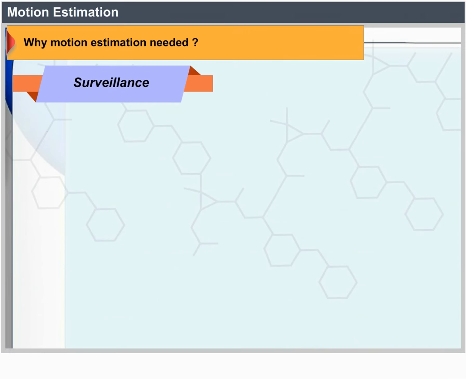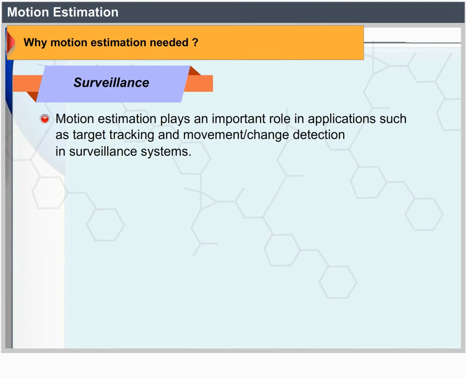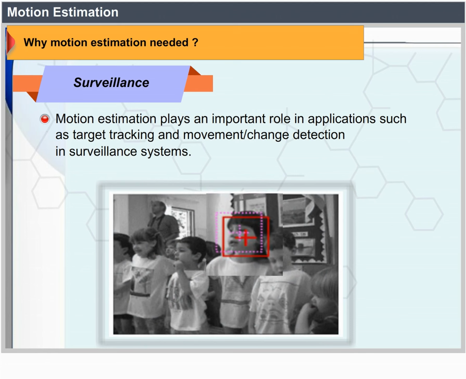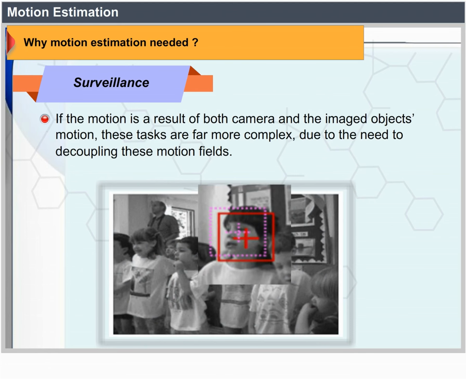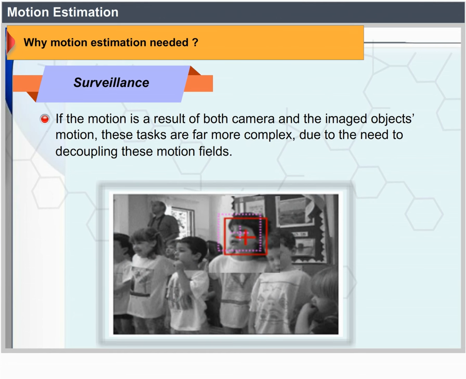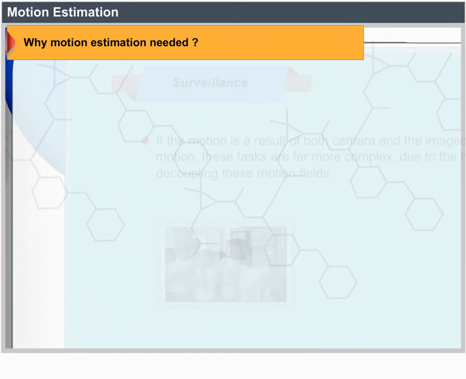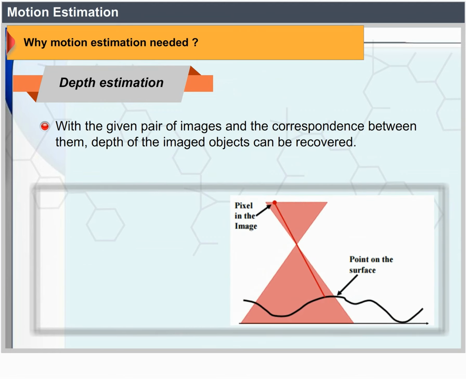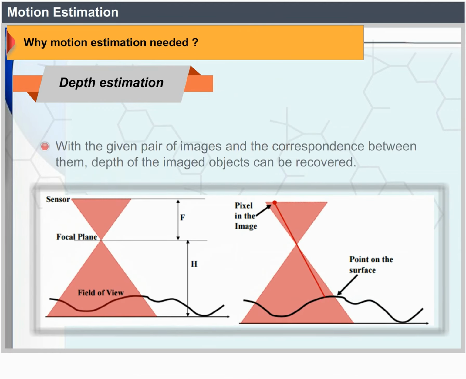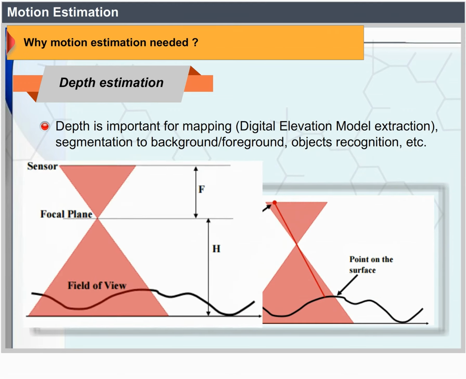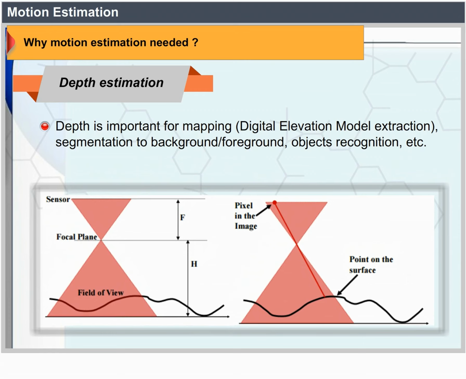Surveillance. Motion estimation plays an important role in applications such as target tracking and movement change detection in surveillance systems. If the motion is a result of both camera and the image object's motion, these tasks are far more complex due to the need to decouple these motion fields. Depth estimation. Given a pair of images and the correspondence between them, depth of the imaged objects can be recovered. Depth is important for mapping, digital elevation model extraction, segmentation to background, foreground, objects recognition, etc. Representation of depth estimation can now be seen on the screen.